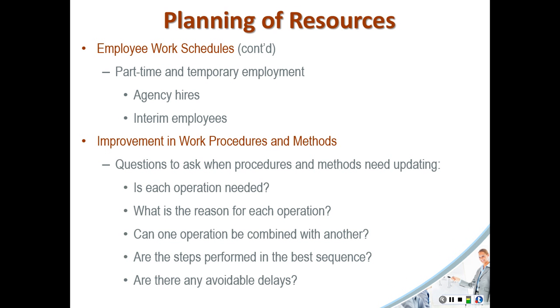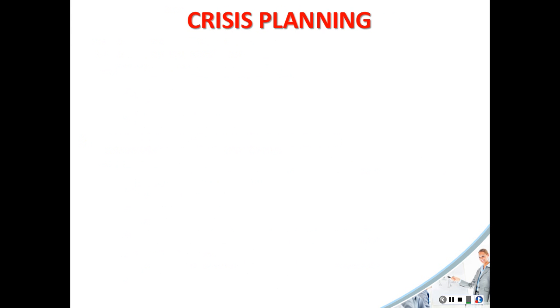You also want to look at improving your work procedures and methods. Whenever you are building job procedures for people to work, there are questions you should ask yourself. Number one, is each operation necessary? What's the purpose of that operation? Can one operation be combined with another at the same time, maybe by adding some kind of automation or robotics so that one worker isn't struggling to perform a task? Are the steps being done in the best sequence? Are there any avoidable delays that could cause the worker to not attain their work?